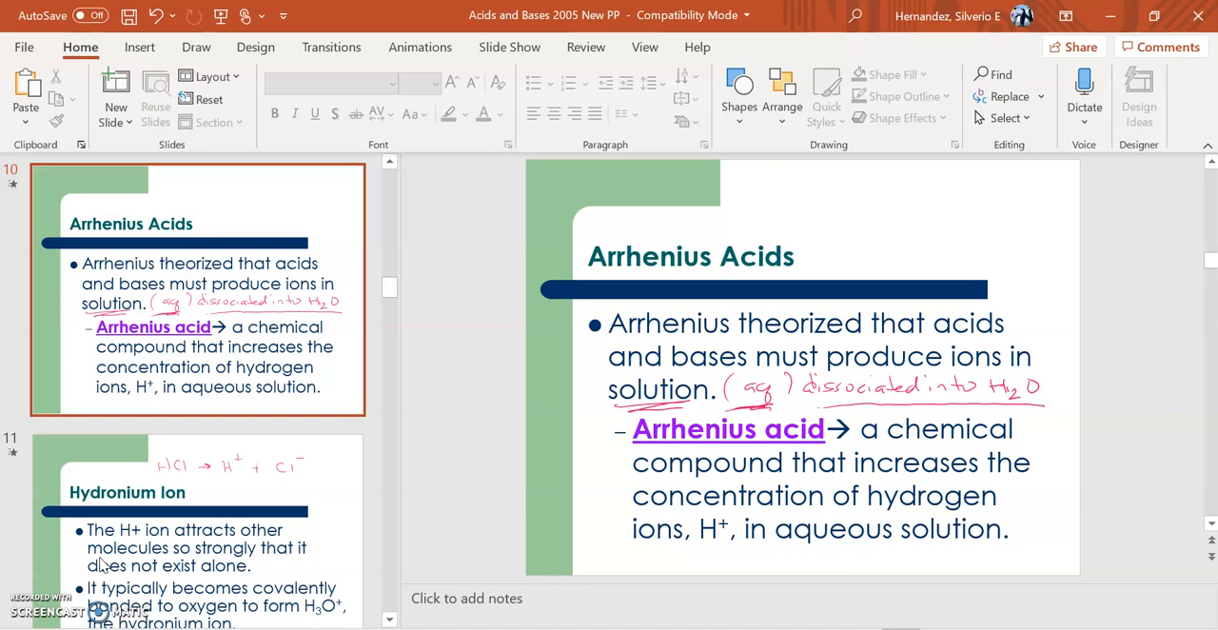Arrhenius said that whenever I put an acid into water, the hydrogen that's a part of the acid is going to break off of the acid and it's going to bond with the water. It wants to bond with that oxygen atom, right? So any acid that is going to give away these hydrogen ions, these hydrogen positive ions, sometimes called a proton, is going to be considered an acid by Arrhenius standards.